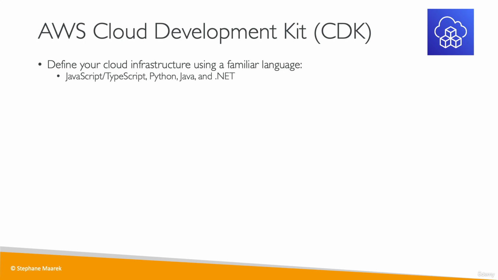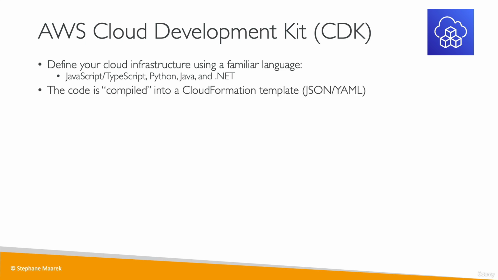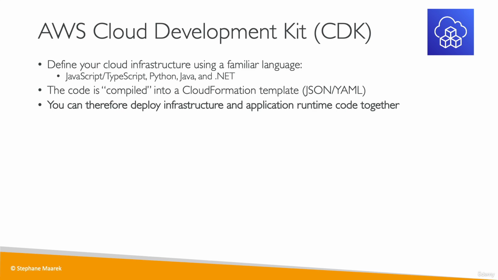And once you do so using your programming languages, the code will be compiled by the CDK into a usable CloudFormation template in JSON or YAML format. Therefore, you can deploy your infrastructure and your application runtime code together because they can possibly share the same languages, which is great for Lambda functions, and great for Docker containers in ECS and EKS.